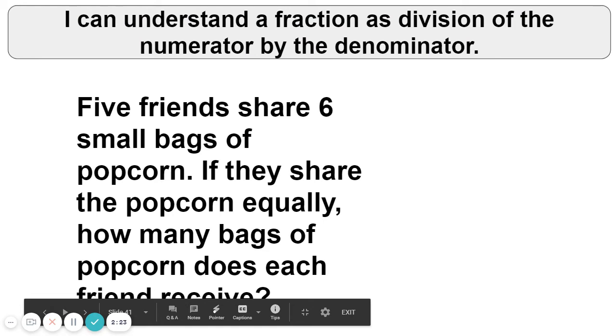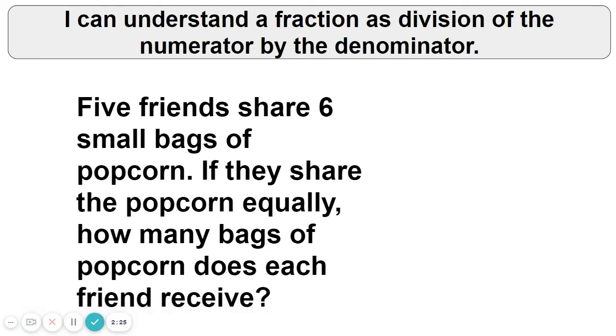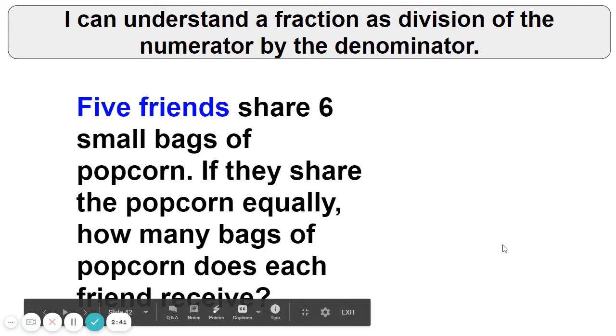5 friends share 6 small bags of popcorn. If they share the popcorn equally, how many bags of popcorn does each friend receive? So let's ask ourselves, who is sharing it? There are 5 friends. Now, what are those 5 friends sharing? They're sharing 6 small bags of popcorn.